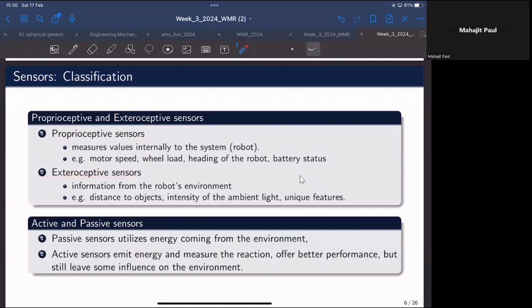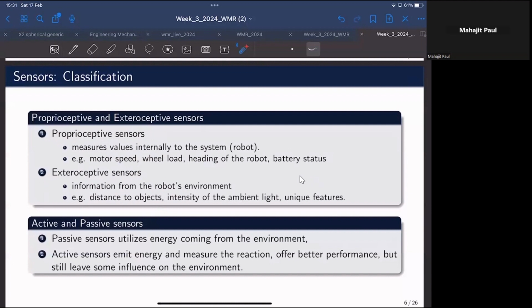Which gathers information external to the robot. For example, if you want to know how close a robot is to an object, you can measure it through proximity sensors. So those things measure parameters or environmental measures that are external to the robot.